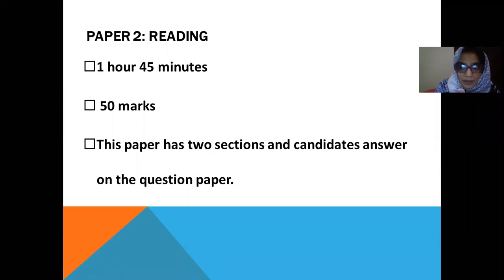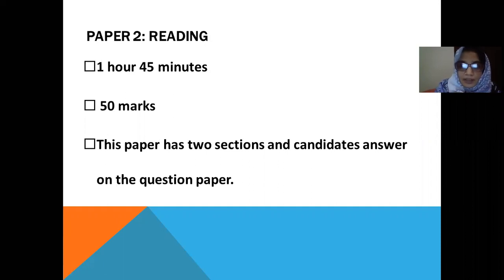As a whole, the paper is of 1 hour 45 minutes and of 50 marks. So it's very important that we know that the marks are equally divided between the two parts, that is reading for meaning and reading for ideas. But the time needs to be divided wisely.